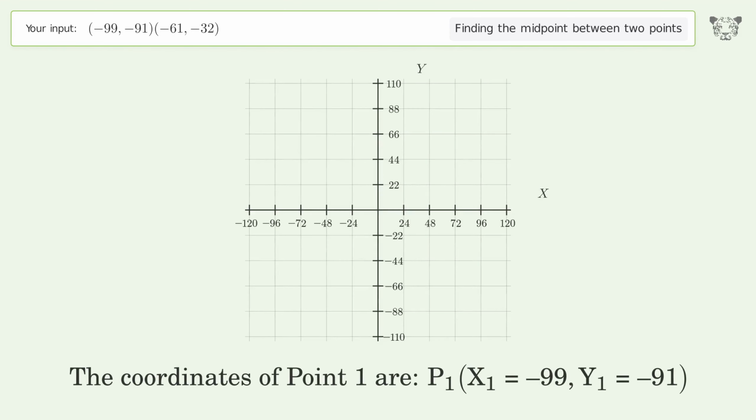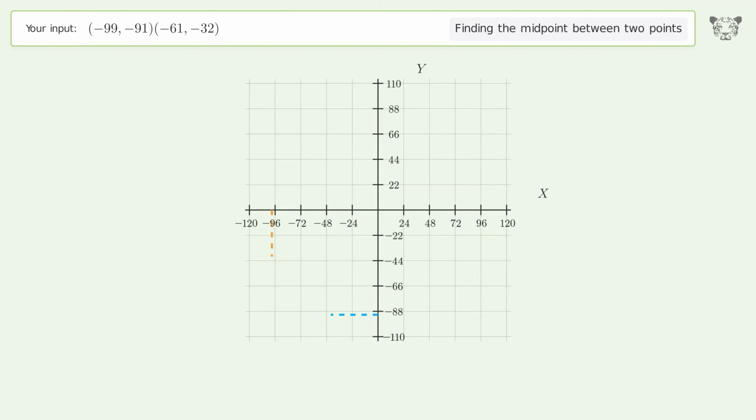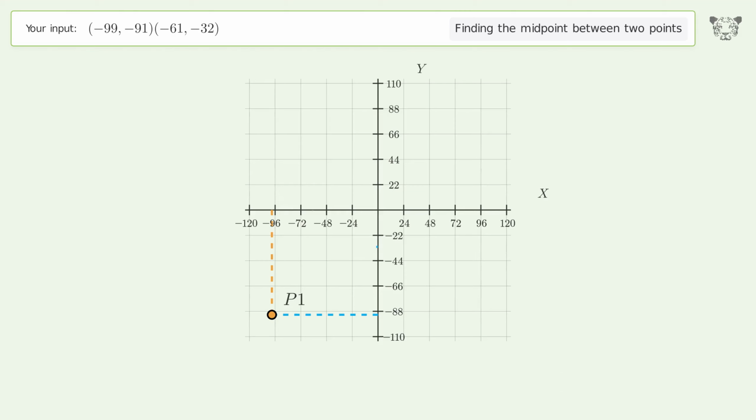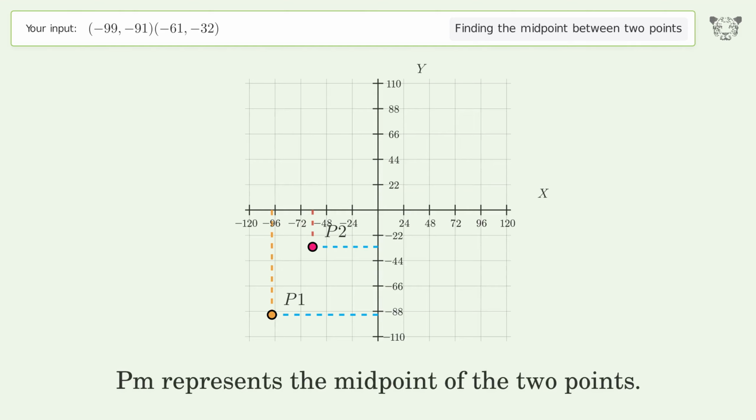The coordinates of point 1 are, x1 equals -99, y1 equals -91. The coordinates of point 2 are, x2 equals -61, y2 equals -32. PM represents the midpoint of the 2 points.